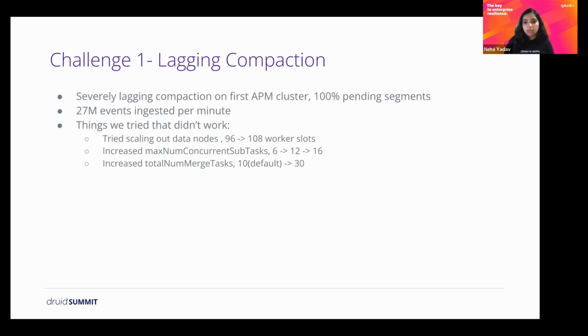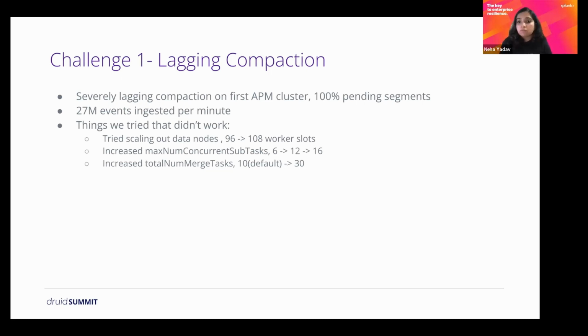Within a couple of days, we were seeing that 100% of the segments were pending compaction. And that cluster wasn't even that big. It was barely ingesting 27 million events per minute, compared to some of our very large clusters. So in order to resolve the issue, there were some things that we tried. We worked with Imply support and tried out some things that did not work for us.